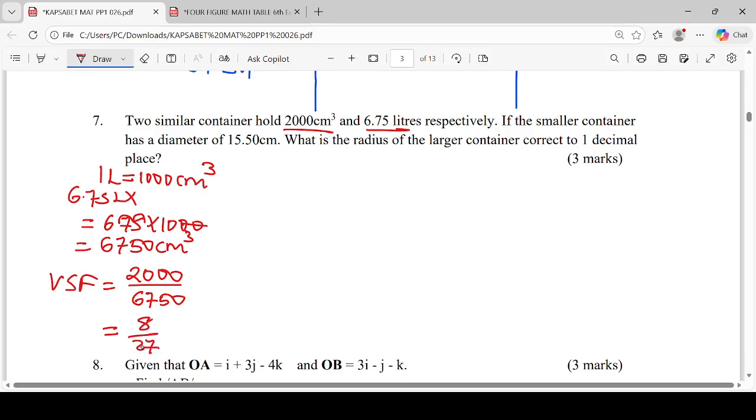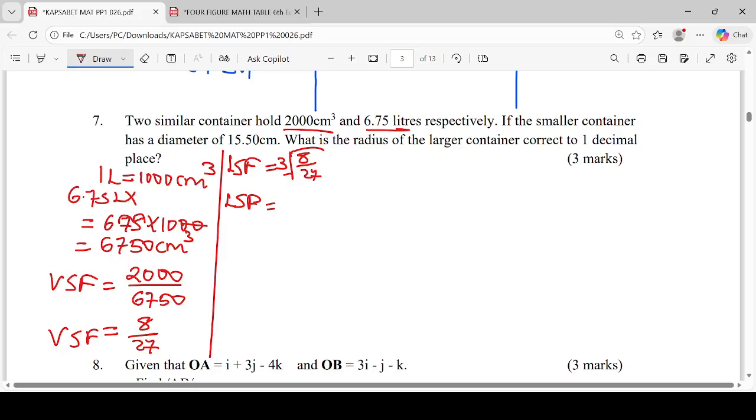8 over 27. This is the volume scale factor. After getting the volume scale factor, ladies and gentlemen, you must get what we call the linear scale factor. And how do you obtain the linear scale factor when you have the volume scale factor? You simply cube root the volume scale factor. So when you cube root 8 over 27, you'll be getting your linear scale factor. Let's cube root it.